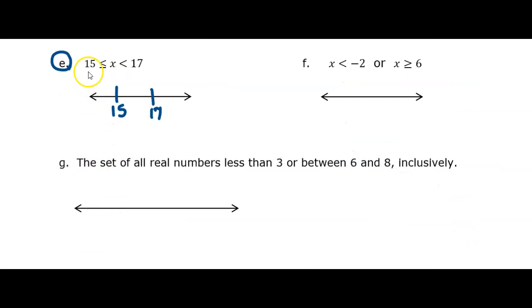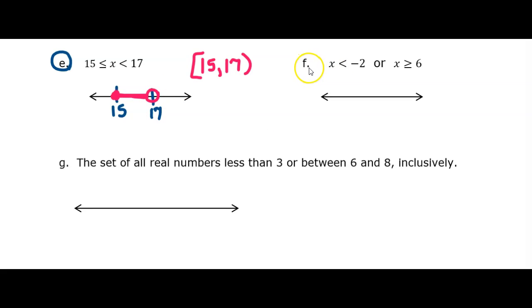Okay, for example E, 15 is less than or equal to x, which is less than 17. So because of the less than or equal to, we are including the 15, but we are not including the 17, and everything in between. So for example, 16 would be in there. So our interval for this would be 15, 17, bracket on 15 to show it's included, and parenthesis on 17 to show that it is not.